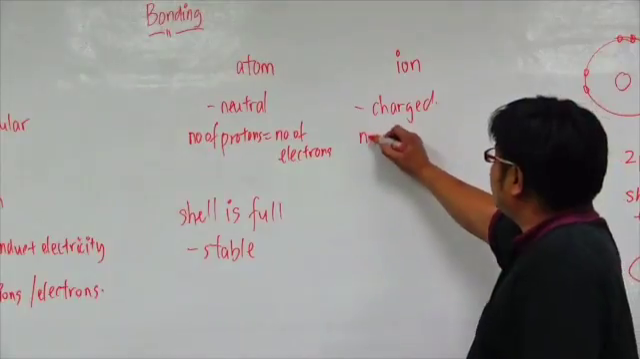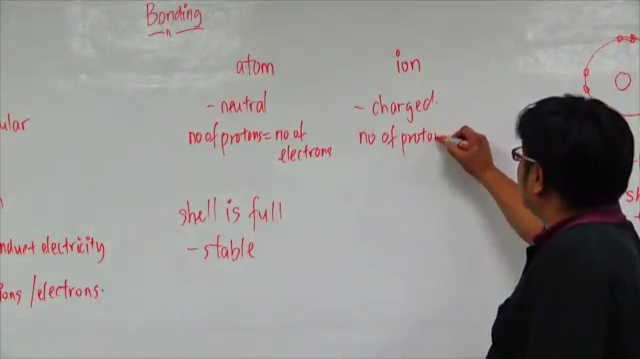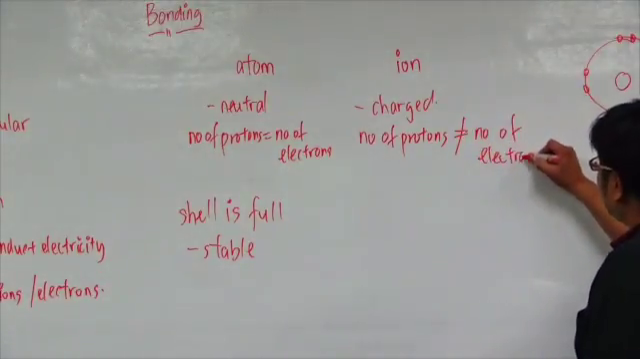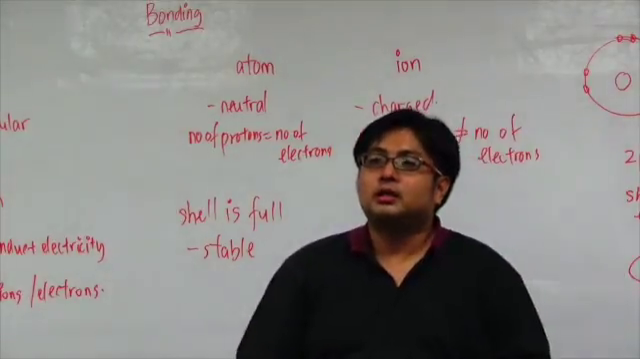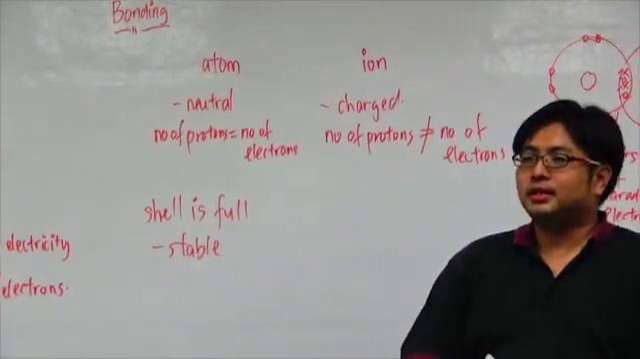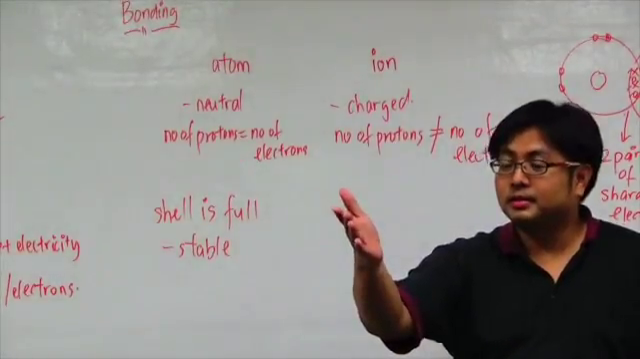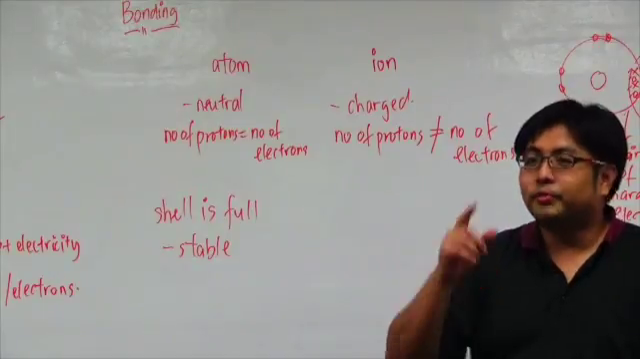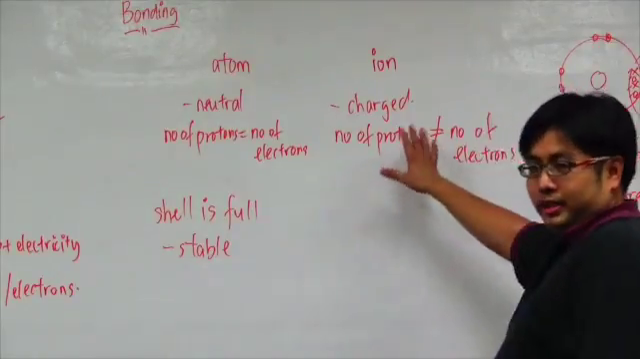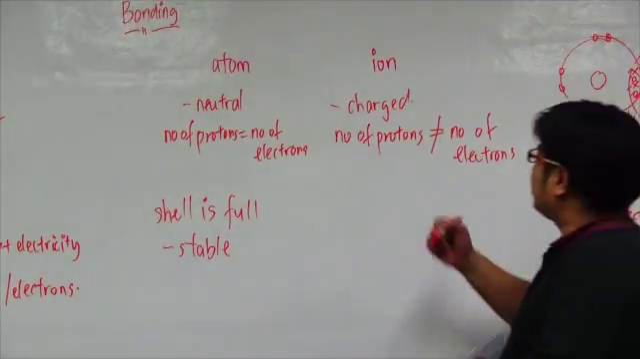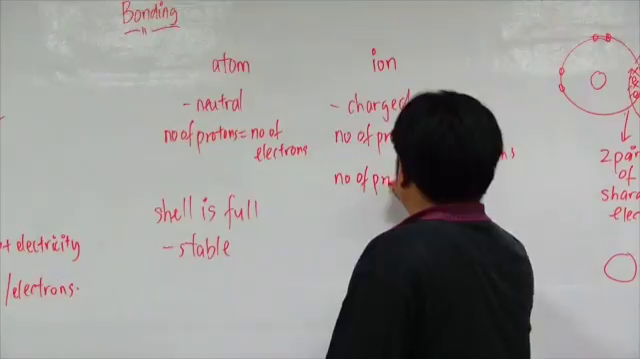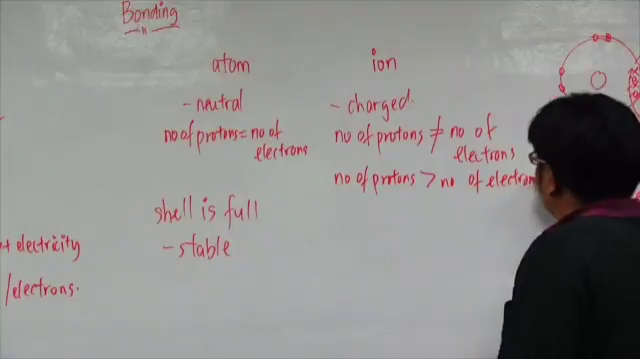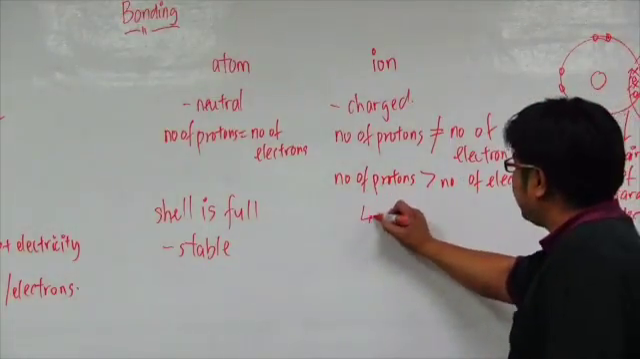So this part when they say charge, it means that the number of protons is not the same. Correct? Not the same means what? That means if the proton has 10, the electron must have another different number. Very good. So it can be more, it can be less, correct? So if the number of protons is more, it means it's positive.